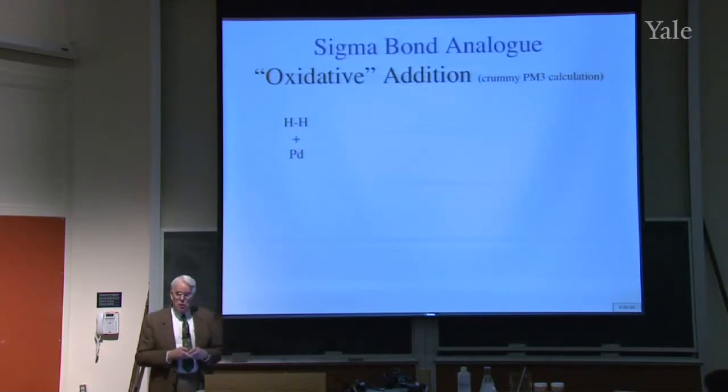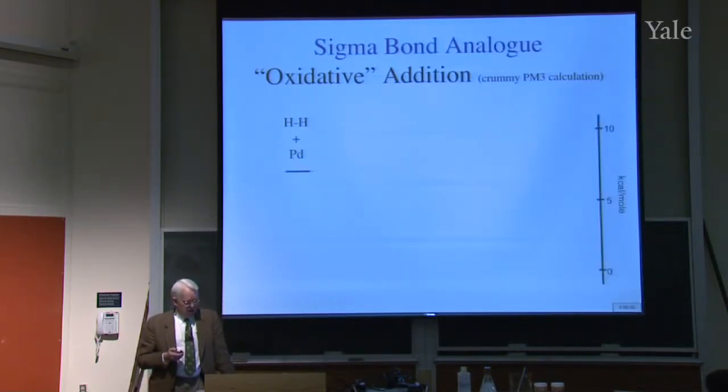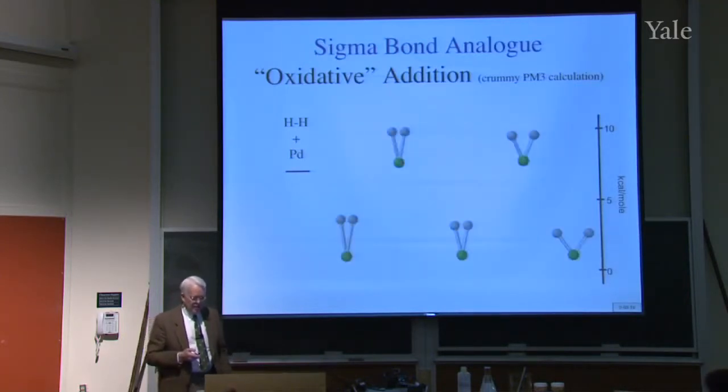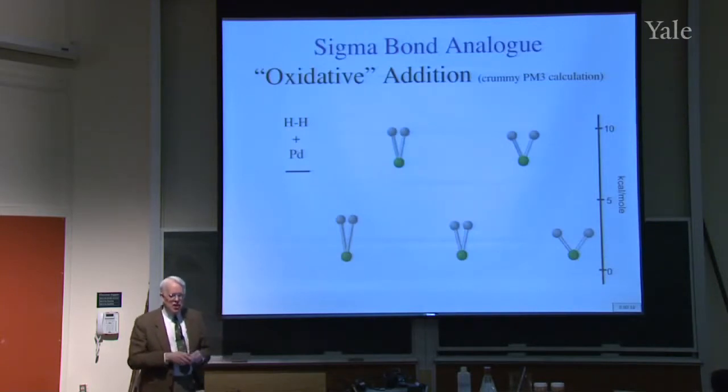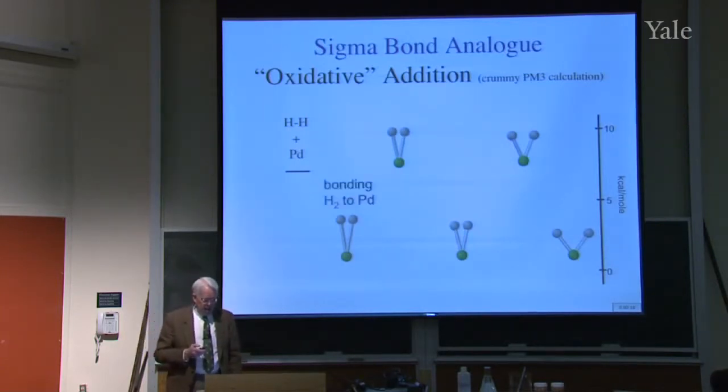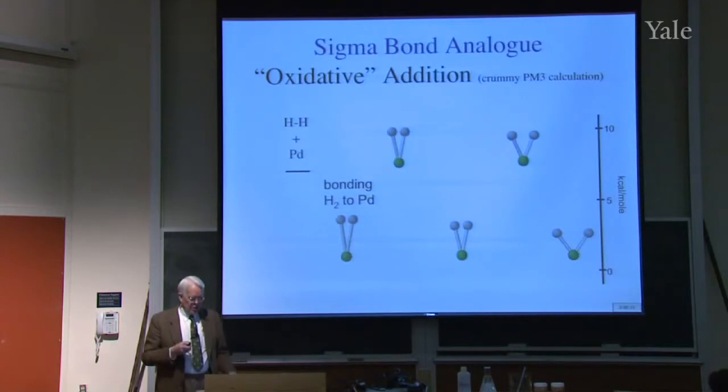Now, you can also do it to sigma bonds. So here's palladium reacting with H2. It's just sigma and sigma star now, right? But if that's the energy of the starting material in a pretty crummy calculation, so don't hang your hat on this, these are successive stages as you go left to right. First, you begin to associate the H2 with the palladium and bond to it. Then the H2 gets even closer, and as it gets closer and closer, the hydrogens spread apart.